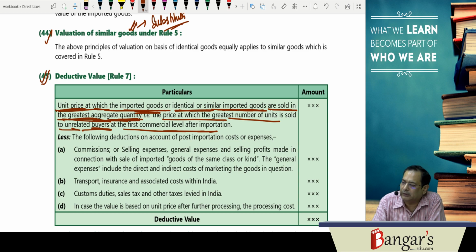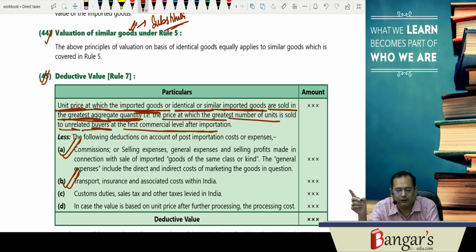Whatever expenses are incurred post importation. That is what? Commissions and selling expenses, transport, insurance, and other associated costs, because this unit price includes everything when they are sold in India after importation to an independent buyer. So commissions and selling expenses and the profits which they are making, that is what is deducted. Transport and insurance cost is deducted.